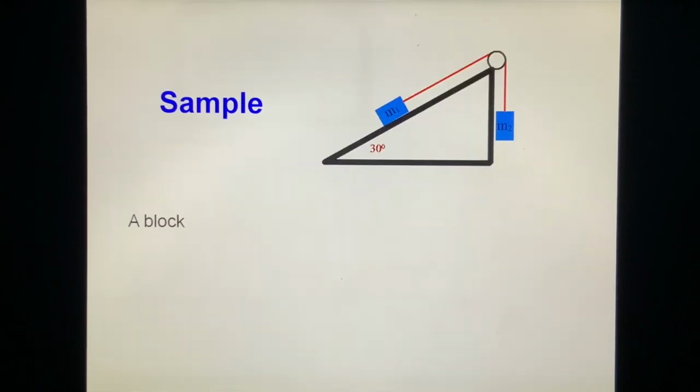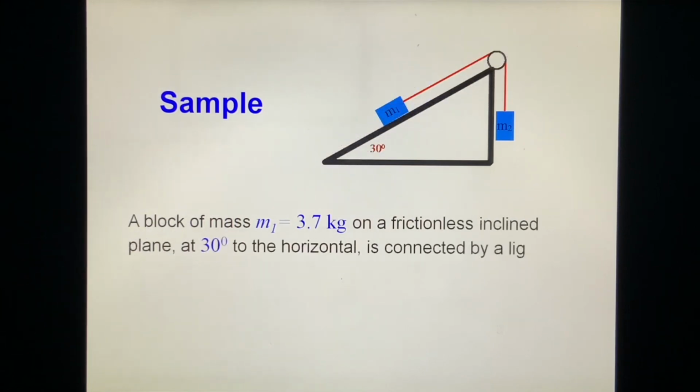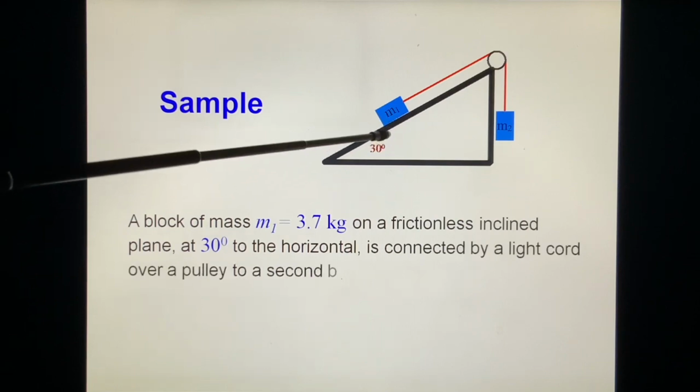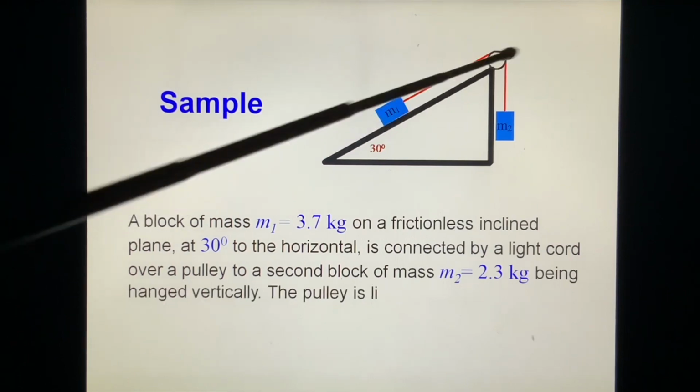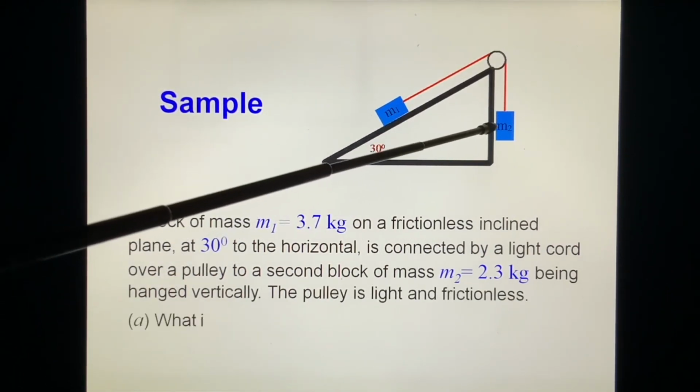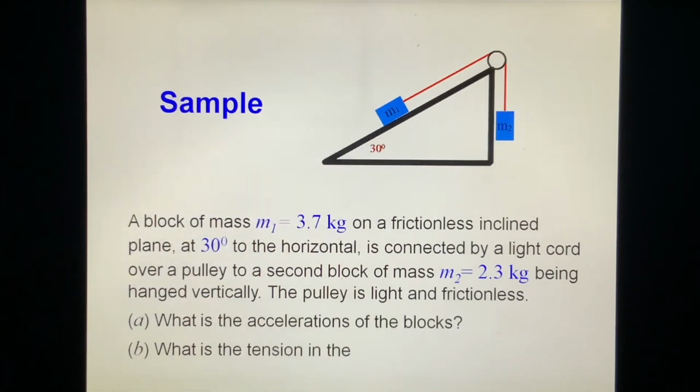Sample. A block of mass M1, 3.7 kilogram, on a frictionless inclined plane at 30 degrees to the horizontal is connected by a light cord over a pulley to a second block of mass M2, 2.3 kilogram, hung vertically. The pulley is light and frictionless. Question A. What is the acceleration of the blocks? B. What is the tension in the cord?